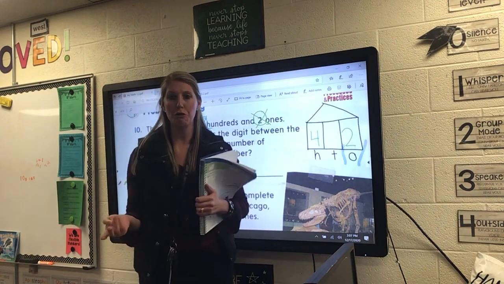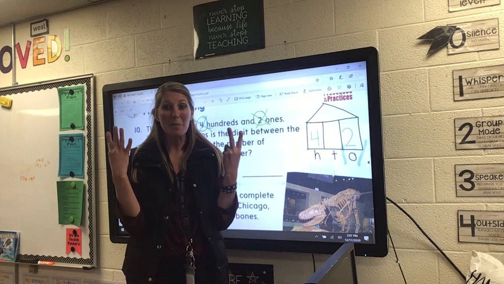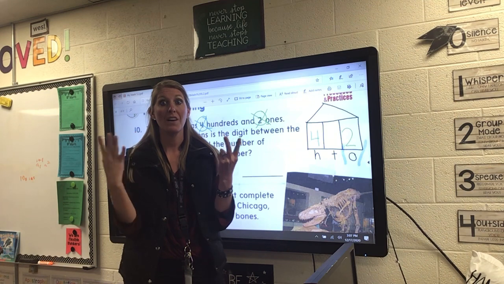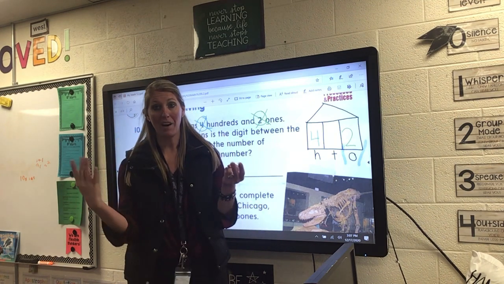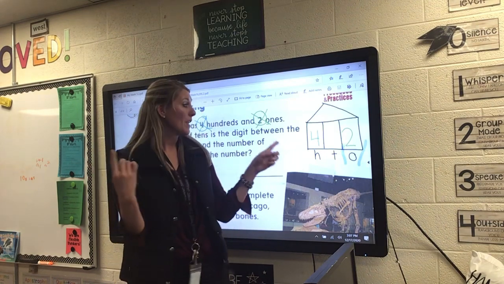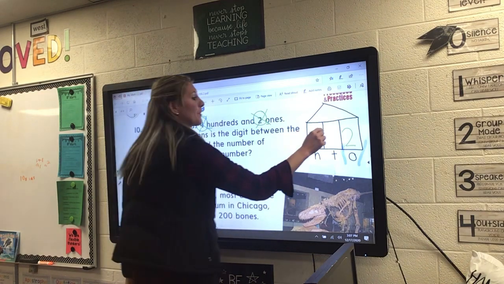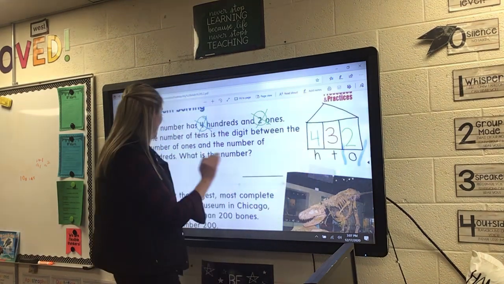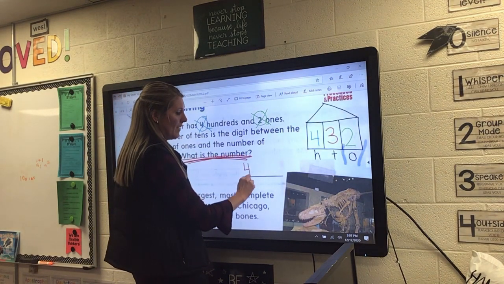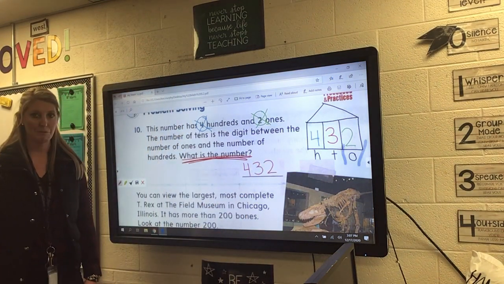So if I look at the 4 and 2, and I have 2 and 4, what number comes between them? 1, 2, 3, 4. So think about it again. 1, 2, 3, 4. So the number between them is 3. So the digit that goes in the tens is the 3. So my number, what is the number? My number is 432.